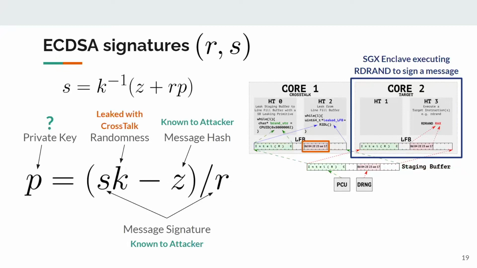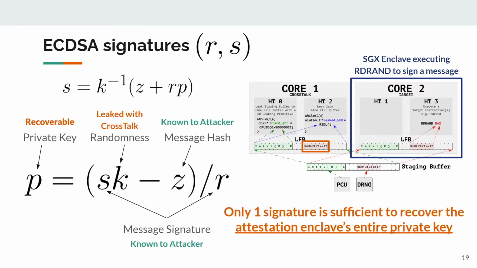That means that thanks to CrossTalk, we can simply read the randomness from the buffer as it's being generated by the enclave as it does the signature, and that gives us the contents of K. And that means we can simply fill it into the equation and recover the private key. It really is this simple. You can obtain a private key from such an enclave with only one signature.